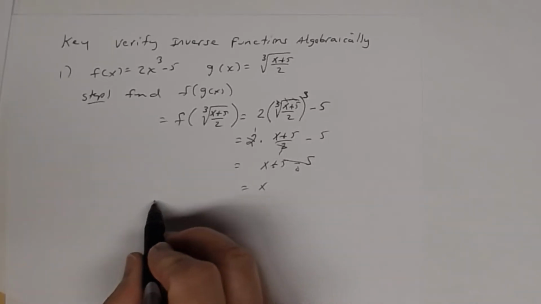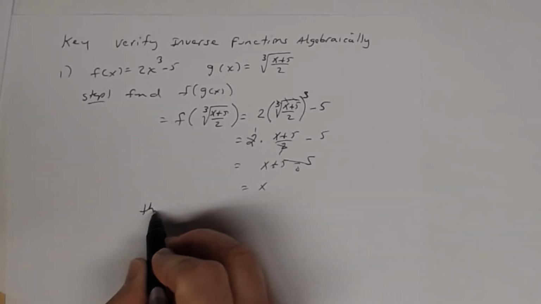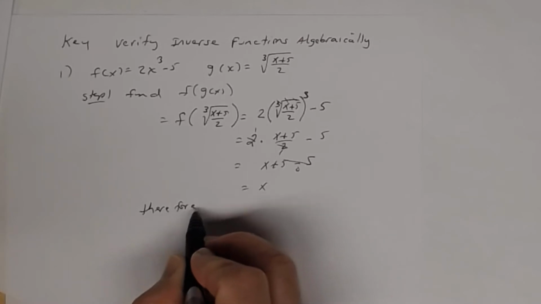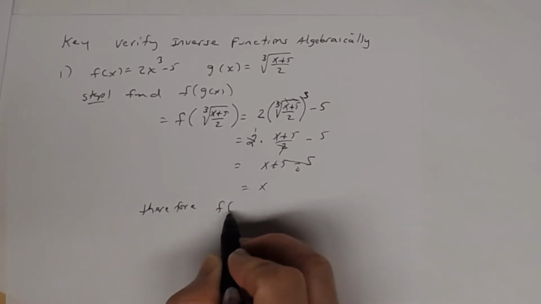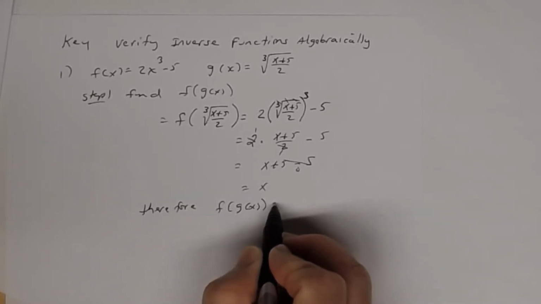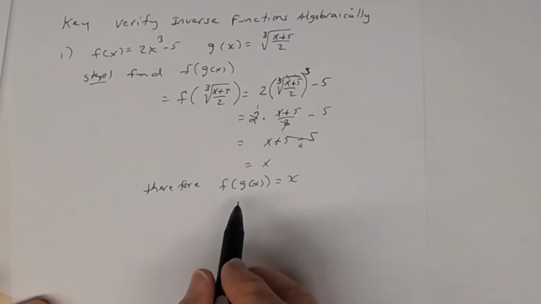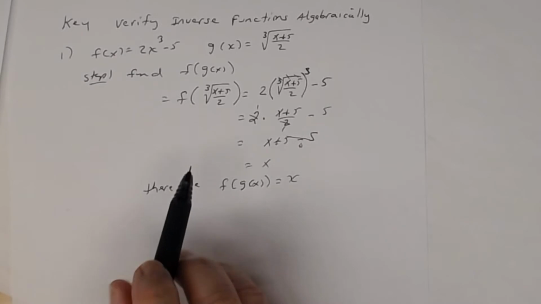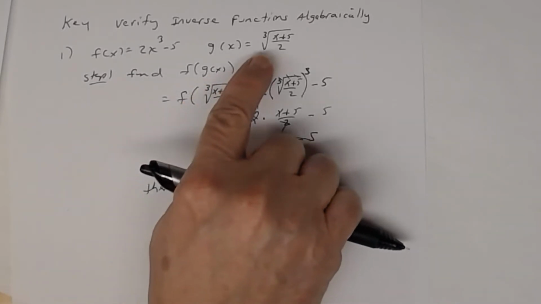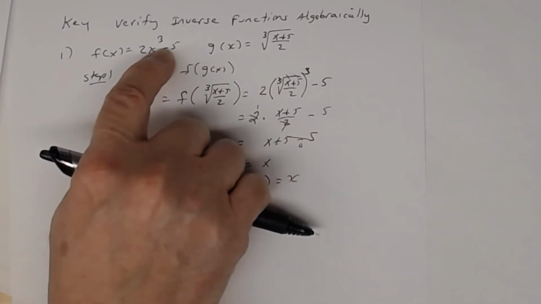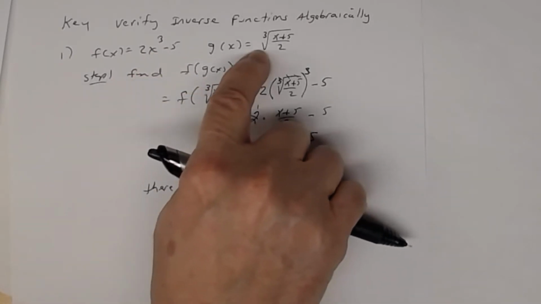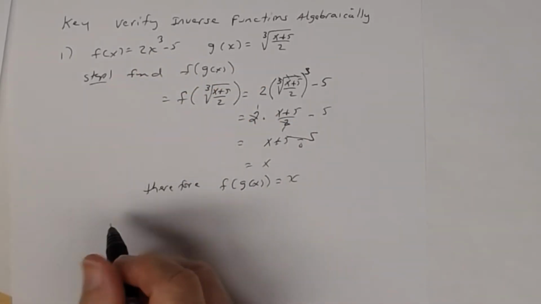All right, so therefore, I found f of g of x to equal x. Now let's go ahead for step 2 and find what g of f of x is. This time, instead of substituting g of x into f of x, we're going to substitute f of x into g of x. All right, so let's see what we get.